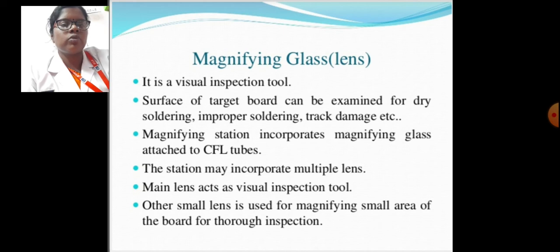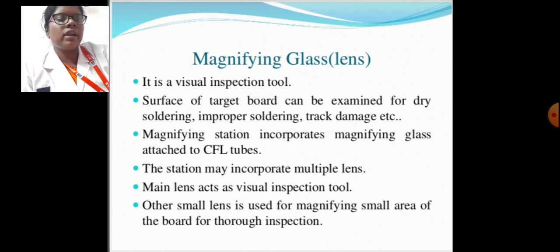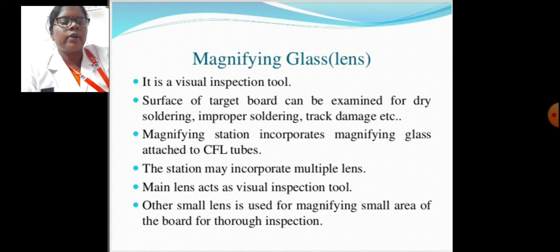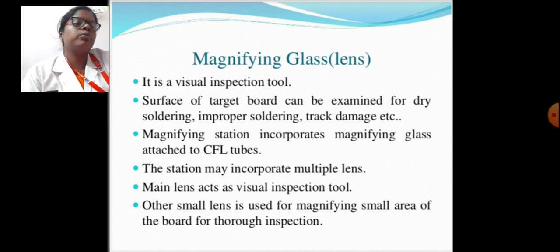The surface of the target board can be examined for dry soldering, improper soldering, track damage, etc. A magnifying station incorporates a magnifying glass attached to CFL tubes. The station may incorporate multiple lenses. The main lens acts as a visual inspection tool. Another small lens is used for magnifying a small area of the board for thorough inspection.